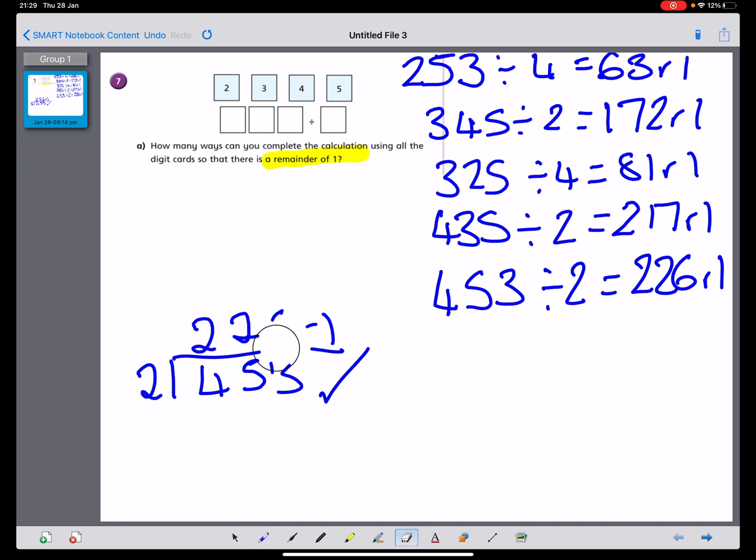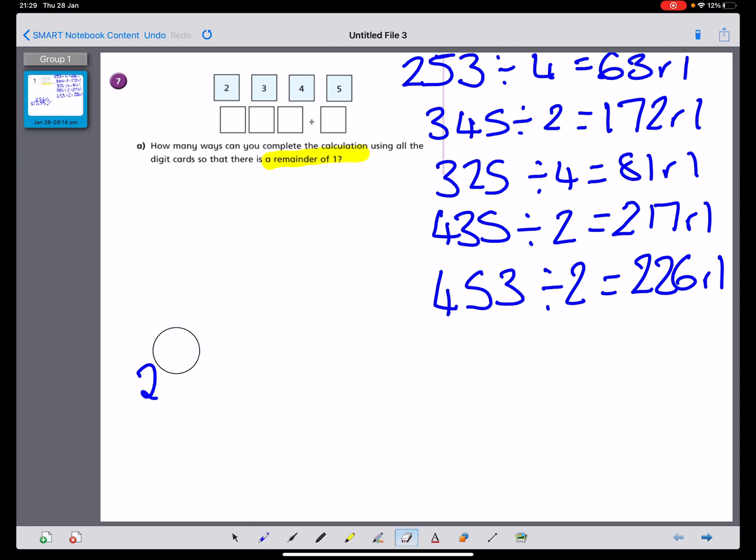What do you notice about these numbers so far? So far, all of them are divided by a 2 or a 4, so they're all odd divided by even. Does that work every time? Not sure. So this time we're going for 500 numbers.